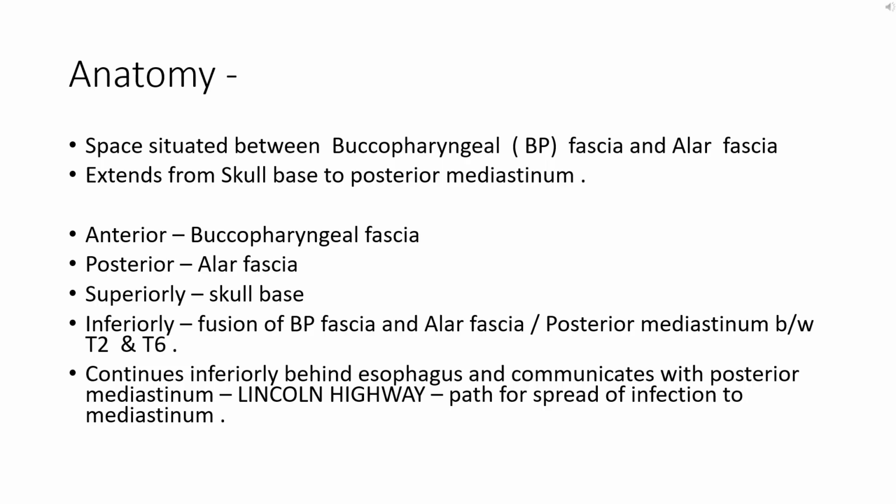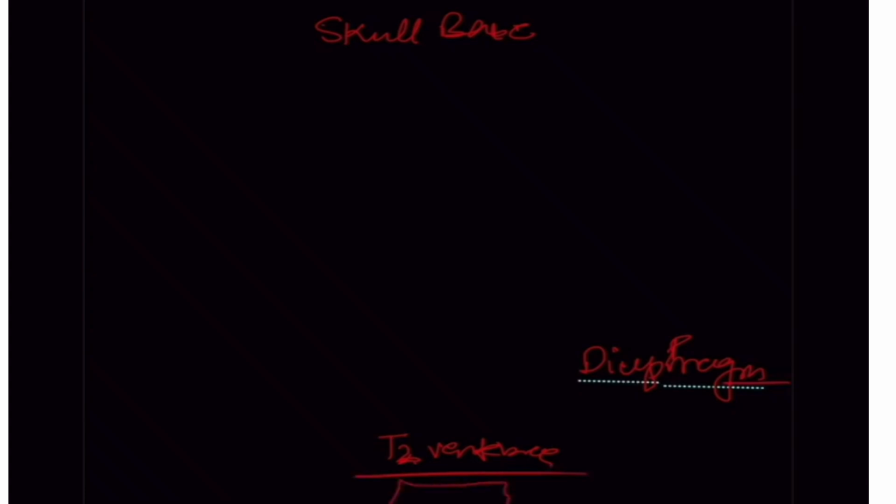Now coming to the next part. Focus on this slide, it is very important. It will tell you in detail about all the boundaries, anterior, posterior, superior, inferior, that we have discussed till now. Superiorly, as you can see, I have written skull base, and inferiorly there is T2 vertebrae and diaphragm. Now there is a fascia that runs from the skull base to the T2 vertebrae, and from the skull base to the diaphragm. Just focus on a few fascia, which will make the understanding much easier.